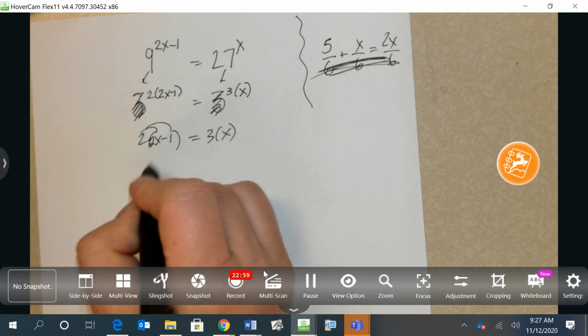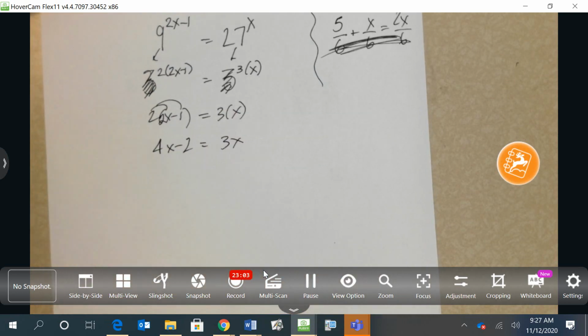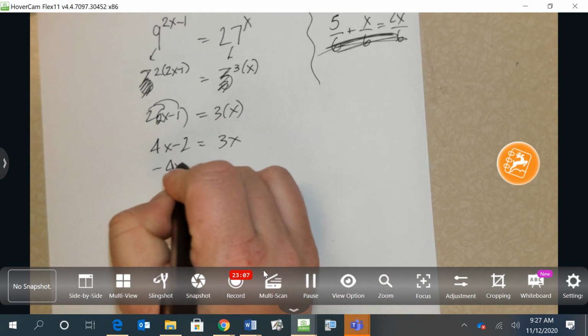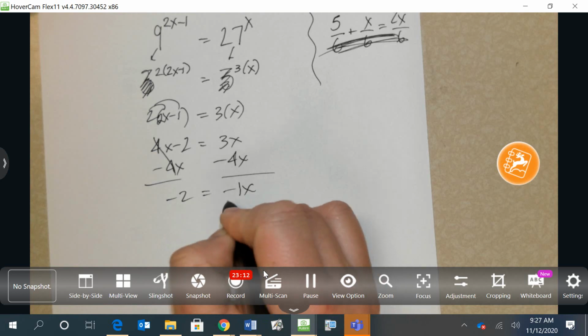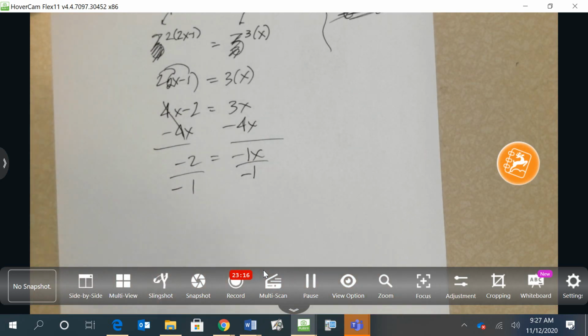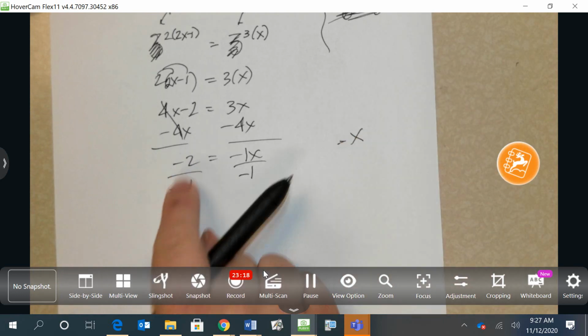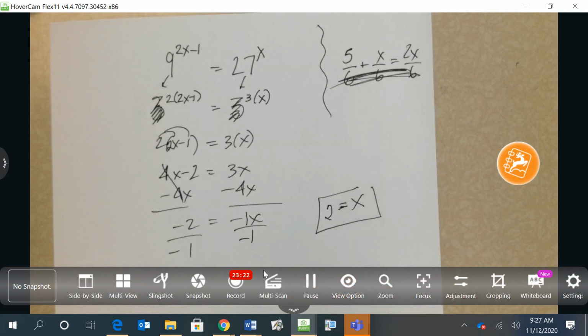Now I'm going to distribute, and I get 4x minus 2 equals 3x. And then at this point, you get to move the x's to one side, you get to choose, and the constants the other side. Totally up to you which side you move them to. This may be the only pretty answer that I created today out of the others. So I get x equals 2, but we don't know if that's correct or not.